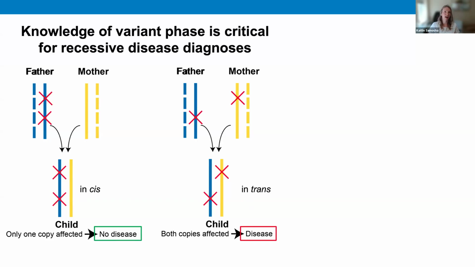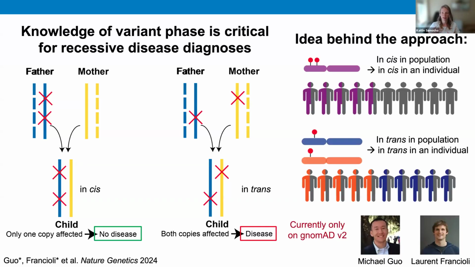But when you're looking at short read exome sequencing data, this is extremely hard to do. Exons are quite far away from each other, so you can't really link them. If you don't have parental information, that's another lost piece of the puzzle. So the idea behind the approach that we have here is that if a variant seems to be in cis in the population, it's probably in cis in any given individual. And if these variant pairs are in trans in the population, they're probably in trans in a given individual.